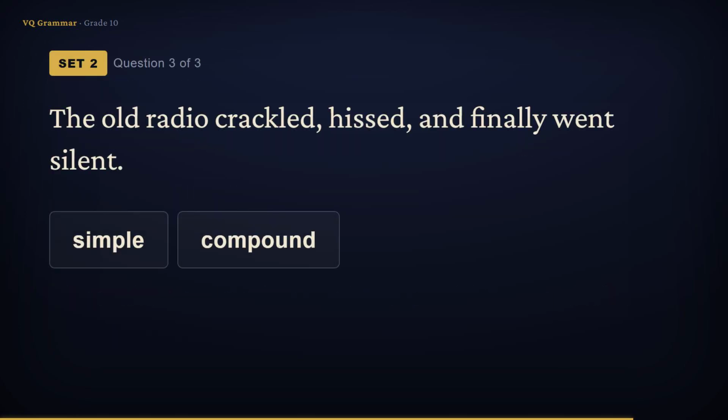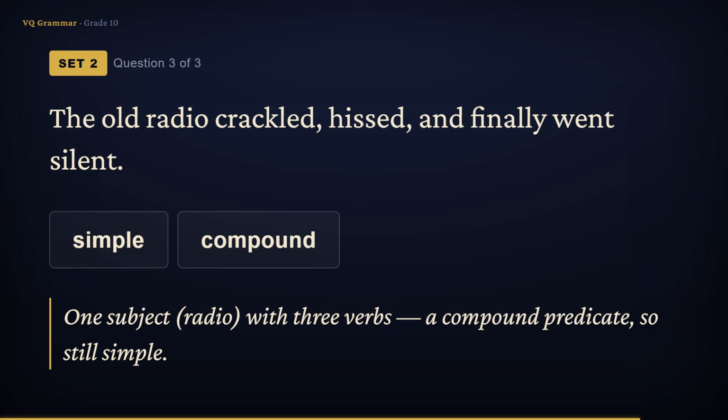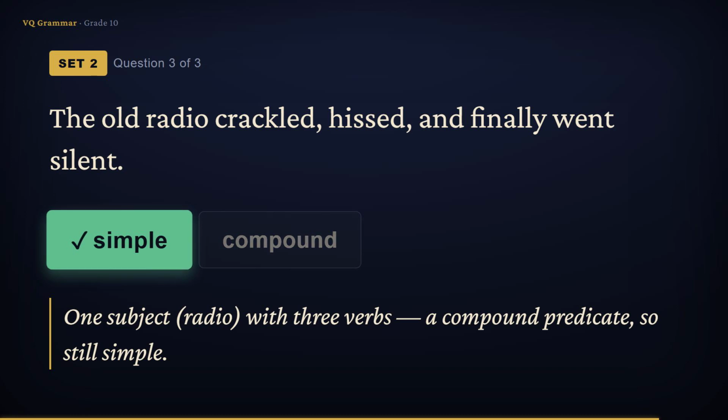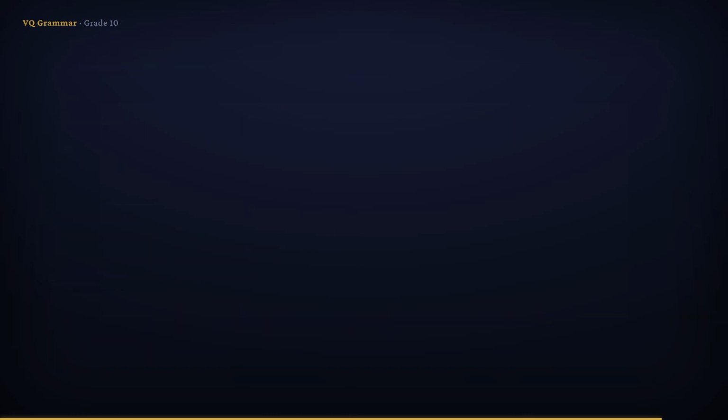The old radio crackled, hissed, and finally went silent. All those commas make it look compound, but count the subjects. There is only one, the radio. It simply does three things in a row. Three verbs sharing a single subject is a compound predicate, and that keeps the sentence simple.